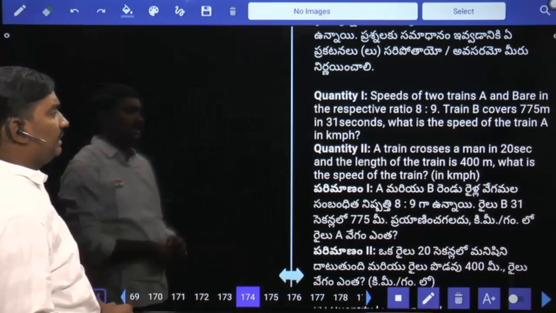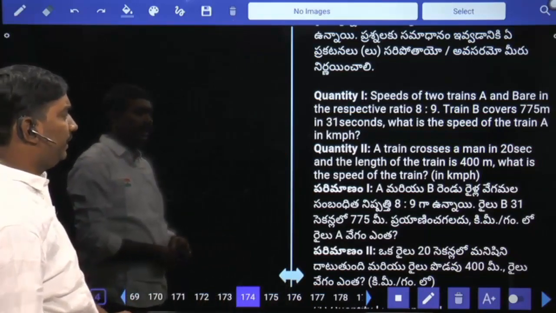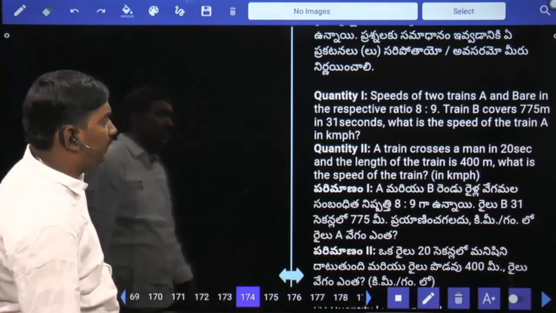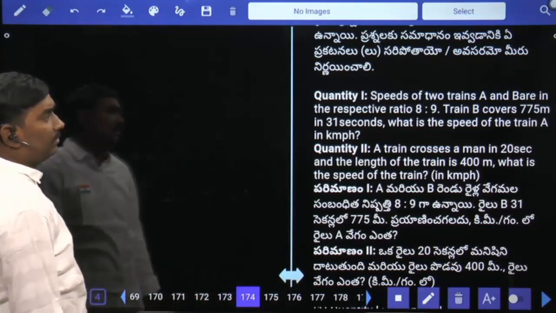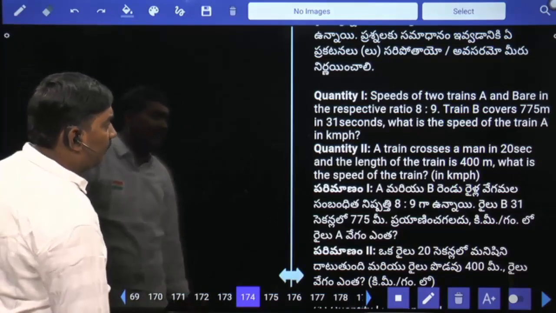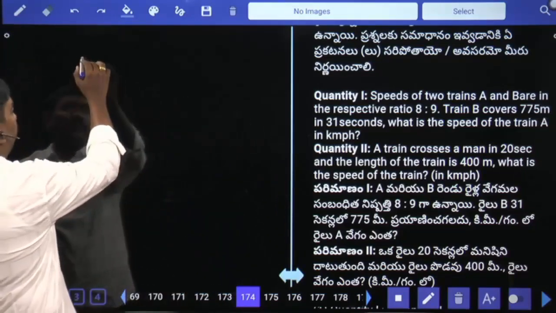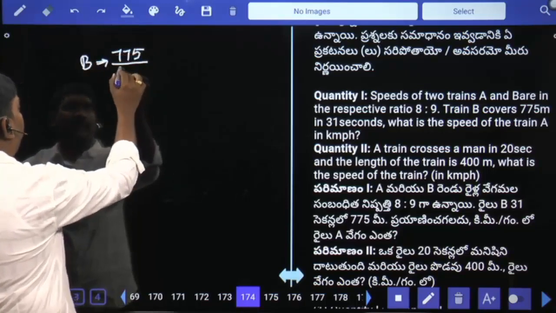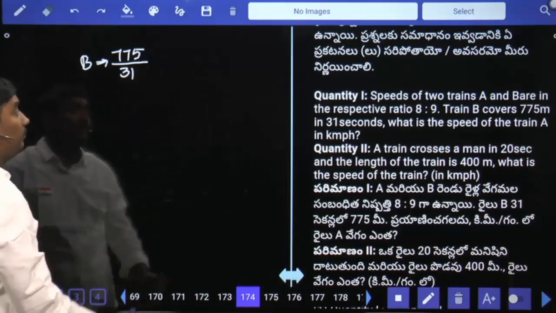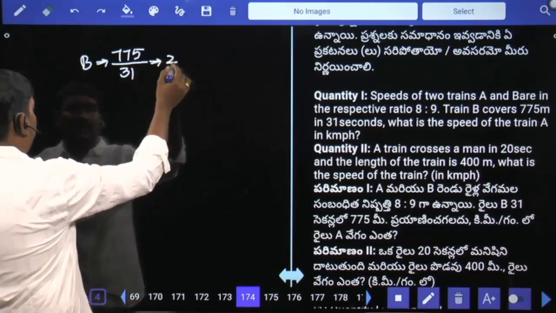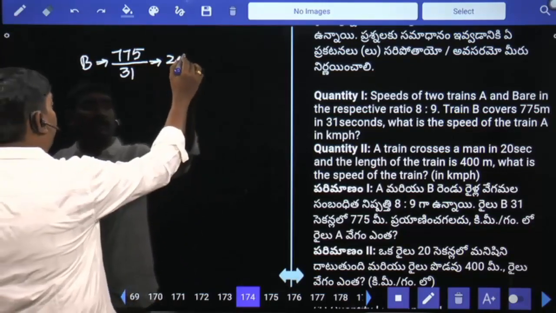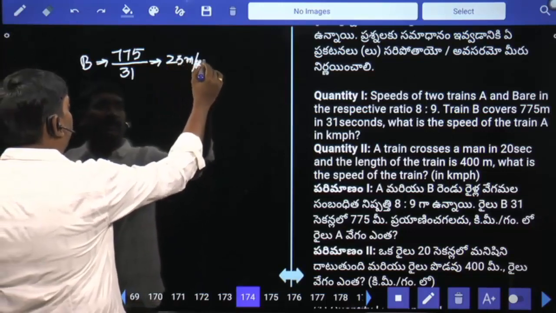The speeds of two trains A and B are in the ratio of 8:9. Train B covers 775 meters in 31 seconds. What is the speed of train A in kilometers per hour? Train B covers 775 meters in 31 seconds. 31 twos are 62, remaining 155, and 31 fives are 155, so 25 meters per second.